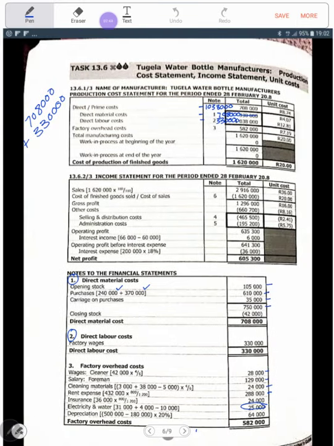So let's go and see our depreciation. 500 minus accumulated depreciation of 180,000 multiplied by the rate of 20% and I should get 64,000. If I add all those figures up, my factory overhead costs amounts to 582,000. Where will I take that from? Note 3, factory overhead costs goes to my production cost statement and I put down there 582,000. If I add my prime costs worth 1,038,000 and I'm adding the factory overheads of 582,000, I should get a total manufacturing cost of 1,620,000.